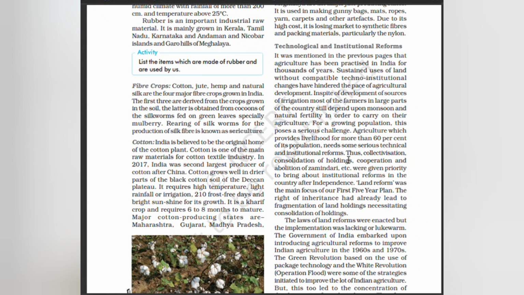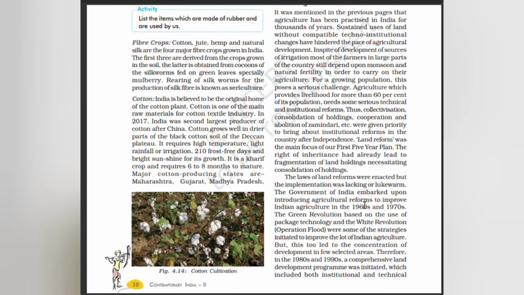Thus, collectivization, consolidation of holdings, cooperation, and abolition of zamindari, etc., were given priority to bring about institutional reforms in the country after independence. Land reform was the main focus of our first five-year plan. The right of inheritance had already led to fragmentation of land holdings, necessitating consolidation of holdings. The laws of land reforms were enacted, but the implementation was lacking or lukewarm.